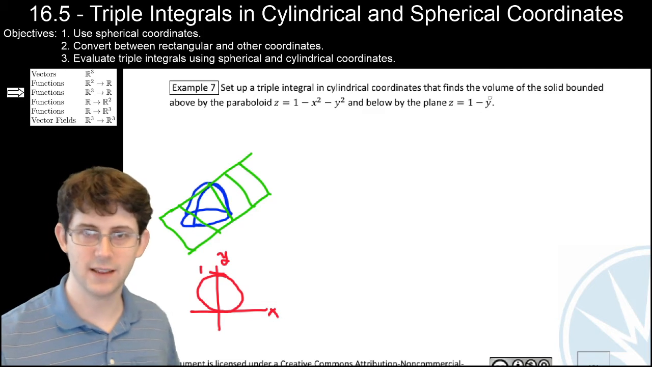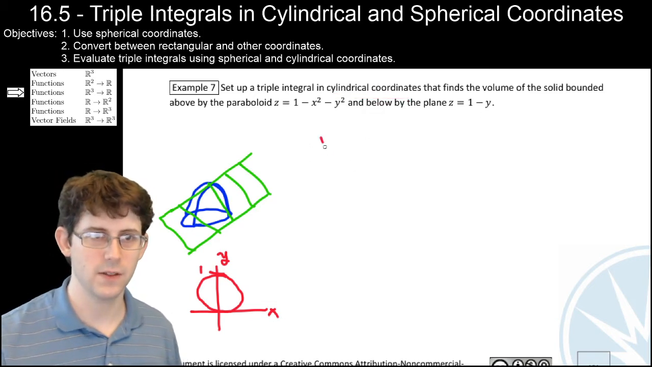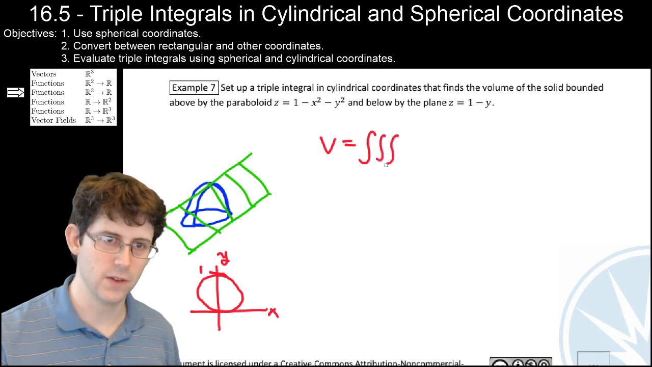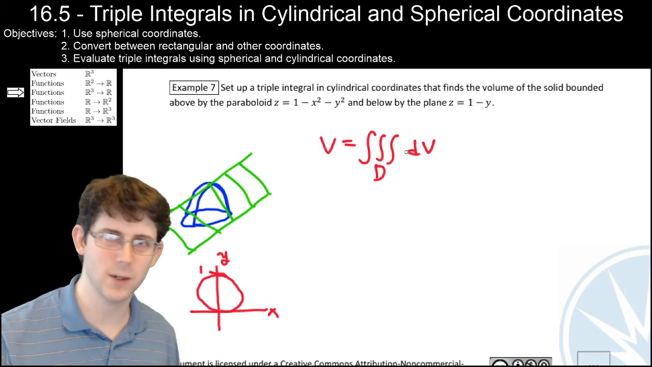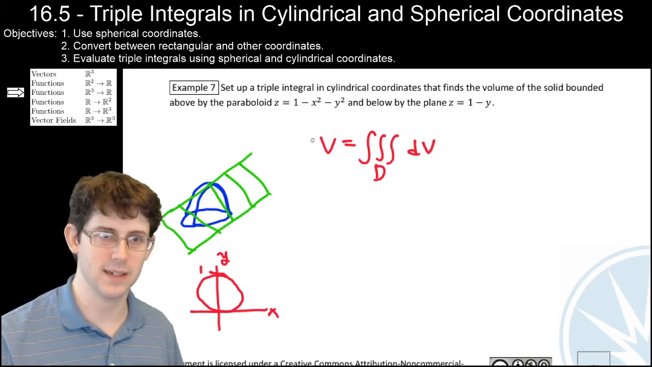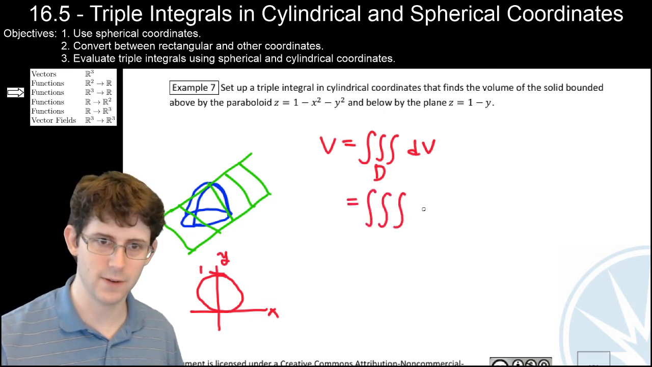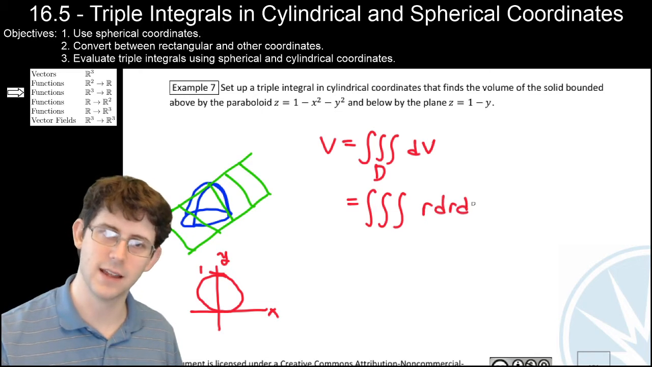So let's try to find the volume, and we'll find the volume this time in cylindrical coordinates. So the volume is the integral over the region of dV. There's no function here when we're finding the volume. Instead, we're just adding up all the little bits of volume to get the volume. Well, dV in cylindrical coordinates has the form r dr d theta dz.